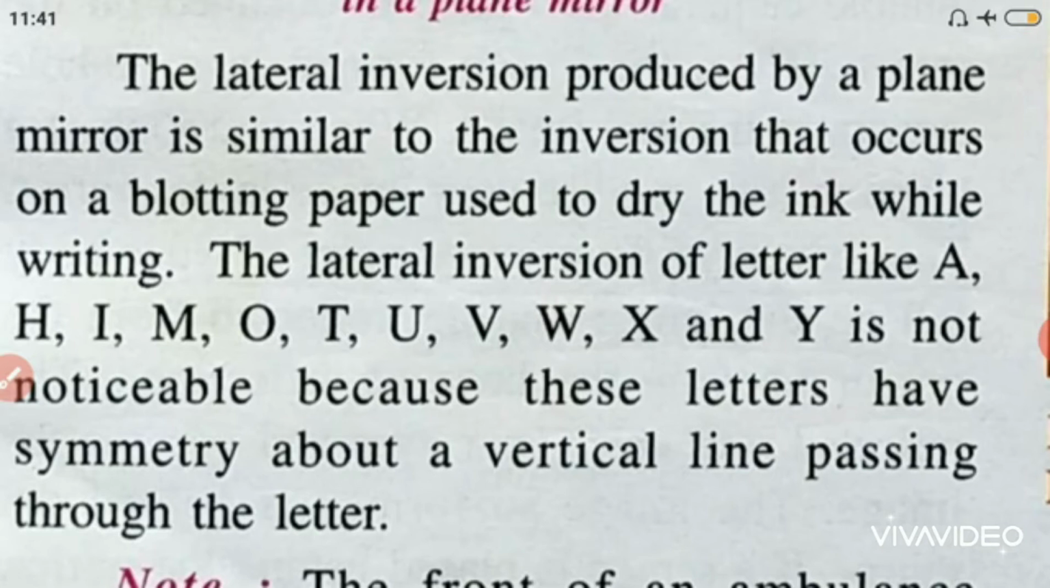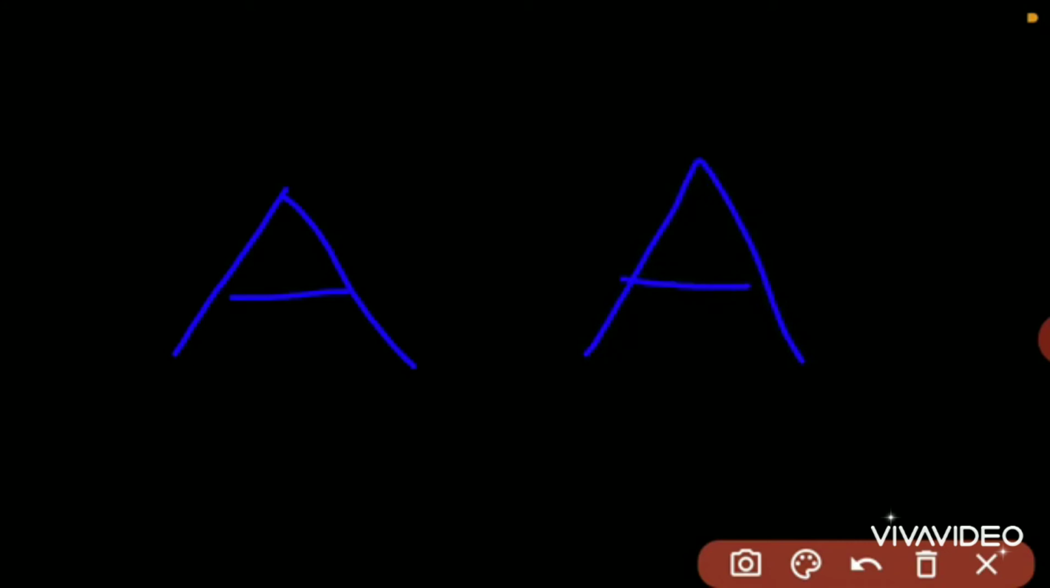The lateral inversion of letters like A, H, I, M, O, T, U, V, W, X and Y is not noticeable because these letters have the same kind of image. Now, as you can see, if the A is written and put in front of the mirror, the image of this A will be exactly the same. Thus, you cannot notice the inversion of A.